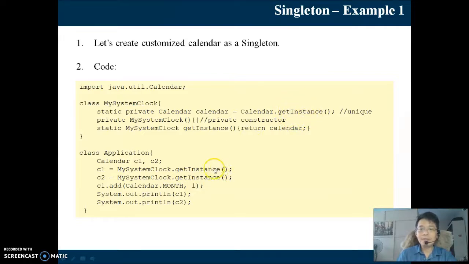So how many objects do we have? How many calendar objects do we have here? Only one, which is referenced by both C1 and C2 variables. Therefore, when I add 1 month to C1, it is also equivalent to adding to C2, because after all, both of them are referring to the same object. When we print out C1 and C2, both of them would have the same date.